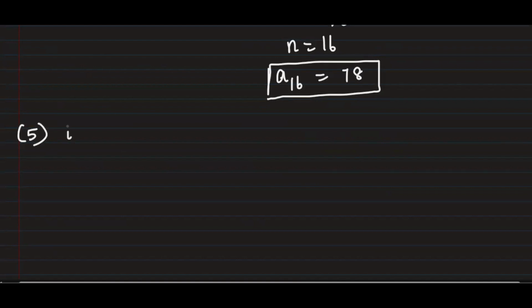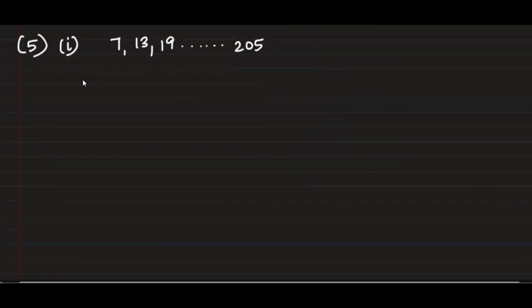Question number 5, the first subdivision. So the first subdivision is 7, 13, 19, and so on. They've given you the last term as 205. We have to find the total number of terms. So here, let's write what is given. A is given as 7. D we can find as the second term minus the first term, which is 13 minus 7, which will become 6. So d and a we know now.